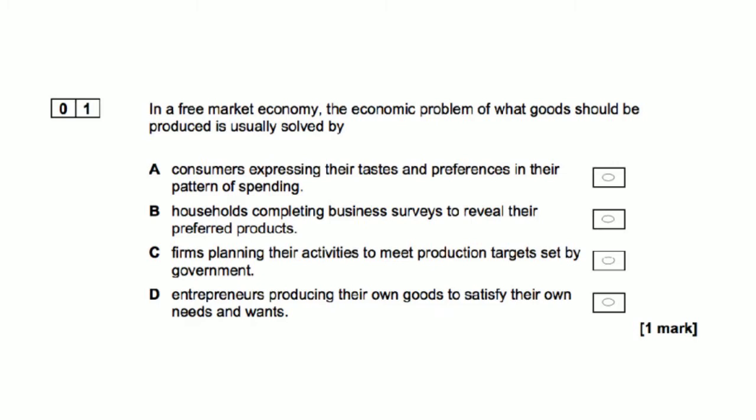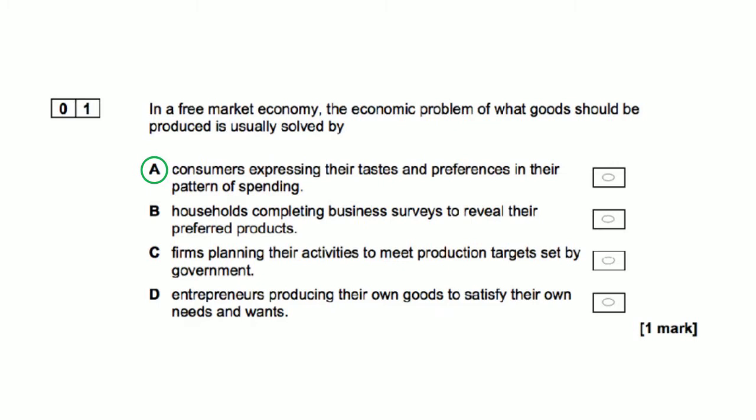So this question is just looking at the first part of the economic problem, which is what goods and services to be produced. In a free market economy, it is consumers who determine what goods and services are produced, and they do this by expressing their tastes and preferences in their pattern of expenditure. Therefore, the answer to this question is A.